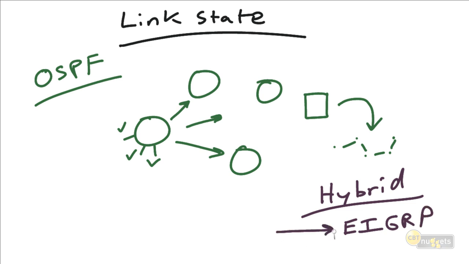EIGRP, as of February 2013, is now an open standard. Cisco has released EIGRP into the wild, so we will see it be an open standard. Up until February of 2013, it was a Cisco proprietary protocol. And sure enough, what they did with this was they looked at distance vector and they said, let's borrow what's good from that. They looked at link state routing protocols and they said, let's borrow what's good from those. And they tried to build both of those features into EIGRP.